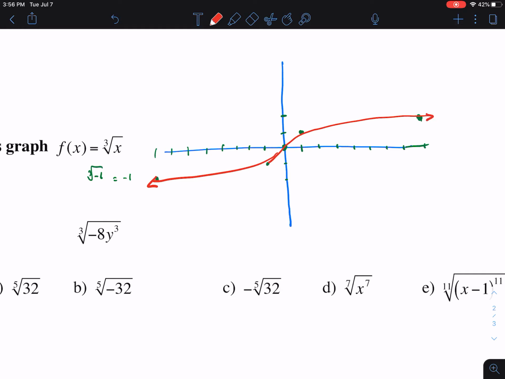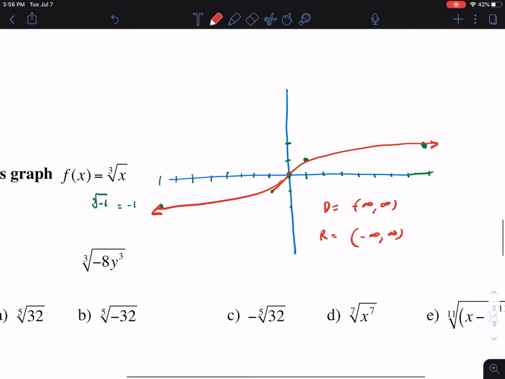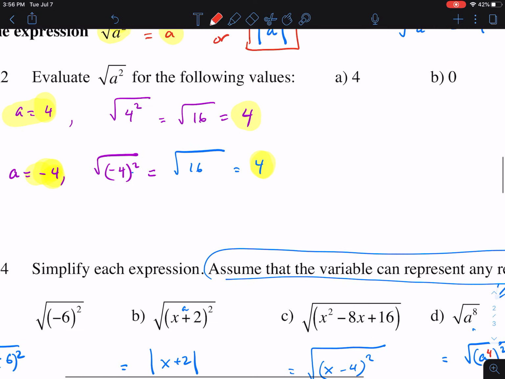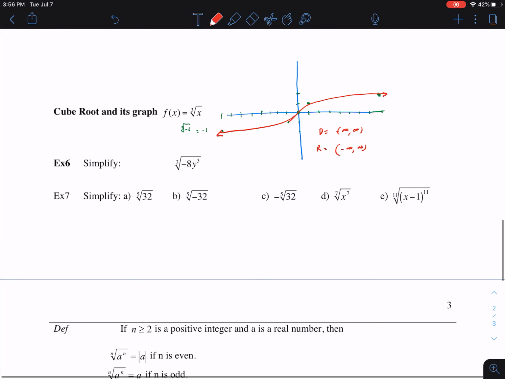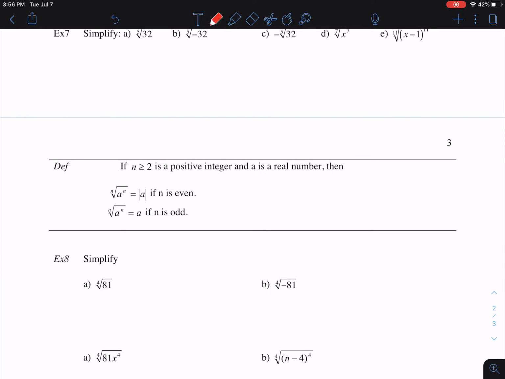Notice that the domain and the range are all real numbers, so there's no restriction there. That's the difference between the square root function versus the cube root function. And there's a general pattern as well. It's going to be the same thing for even index radical functions versus odd index radical functions. So we can pick up that later on.